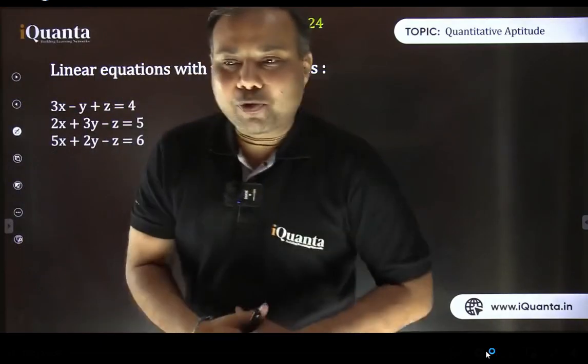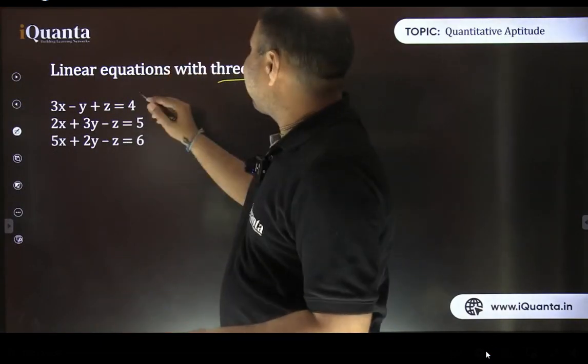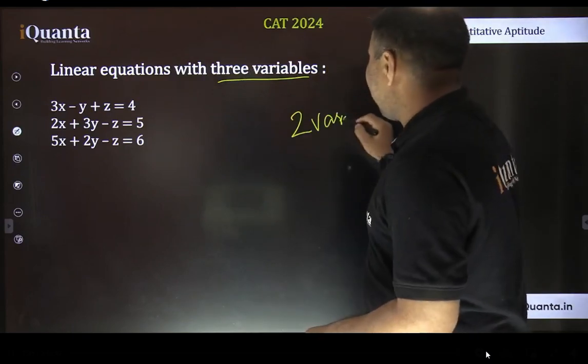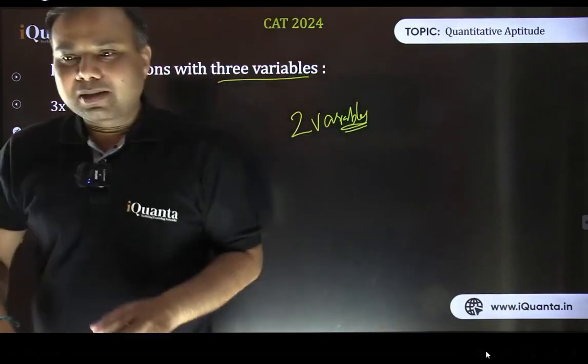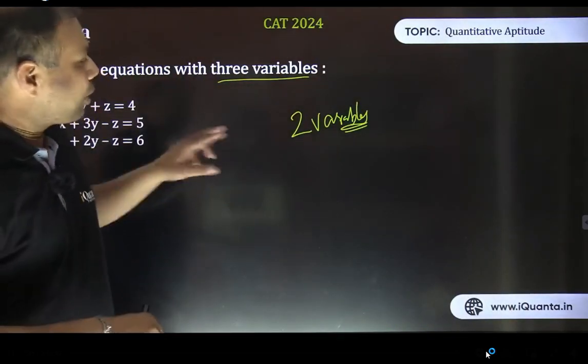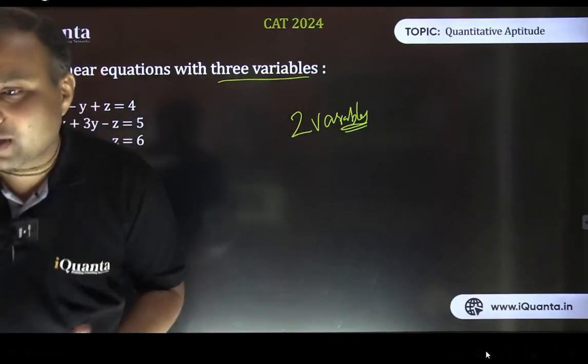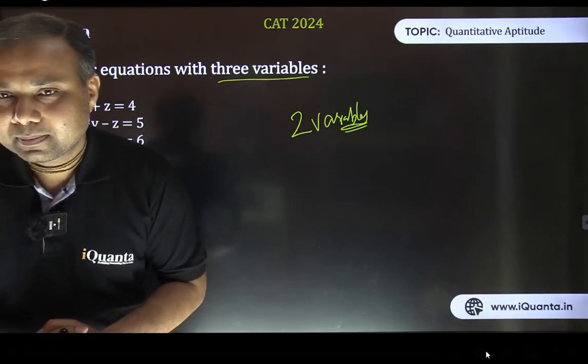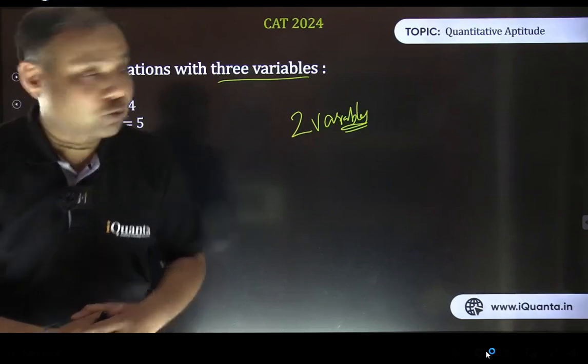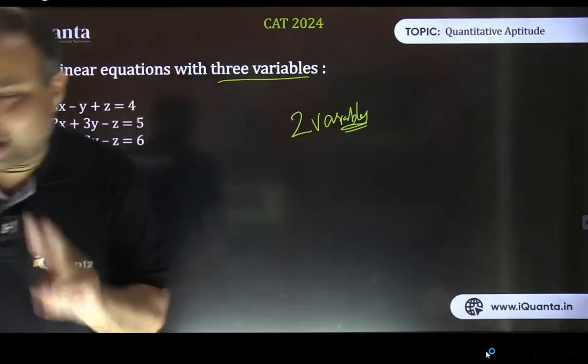Fine, so linear equation with 3 variables. See, we solved some questions last time where we solved linear equation with 2 variables, right? When we were solving linear equation with 2 variables, can you answer me how many equations were required to solve with 2 variables? We required 2 equations, right?